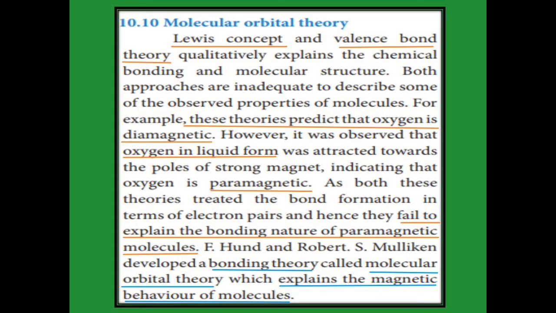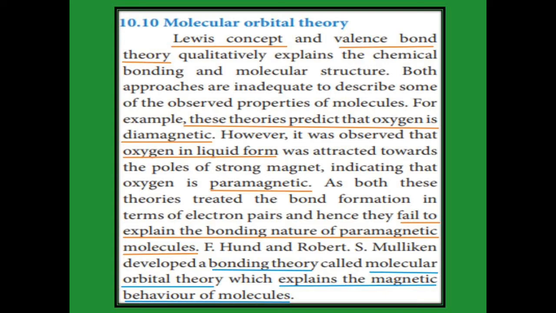When oxygen in liquid form is attracted towards the poles of a strong magnet, it indicates that oxygen is paramagnetic. But the Lewis concept and valence bond theory explained that oxygen is diamagnetic. In the Lewis concept and valence bond theory, bond formation is based on electron pairs, so they can't explain the bonding nature of a paramagnetic molecule. Afterward, F. Hund and Robert S. Mulliken developed a bonding theory named molecular orbital theory. This theory successfully explained the magnetic behavior of molecules.